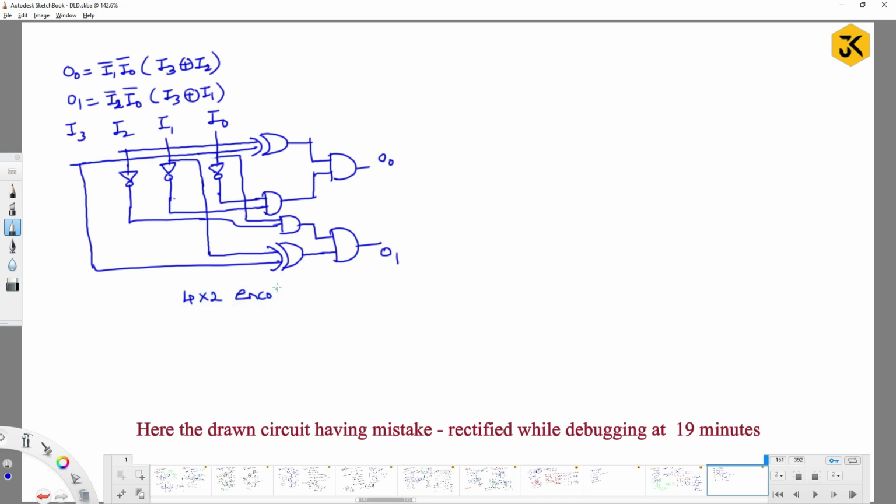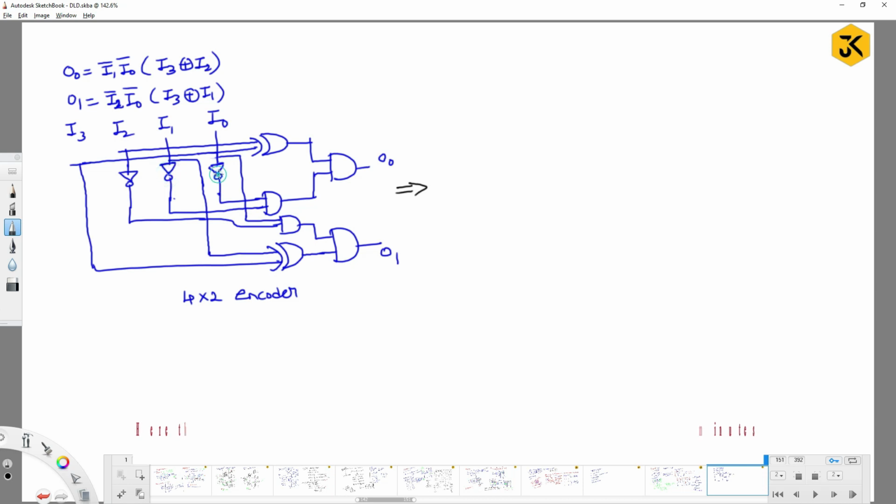So this is the way your 4x2 encoder circuit will look like. Guys, if you observe here, can you simplify this expression in another form? Observe here, there is a NOT with AND gate. What is the meaning of a NOT with AND gate? Can I write it like this, with a bubble up of the NOT with AND gate? Can I rewrite it as a NOR gate?